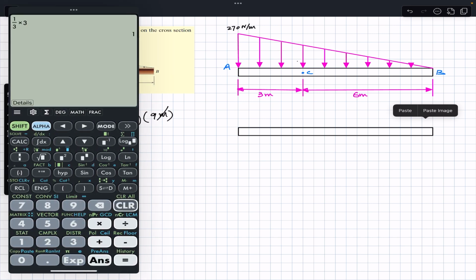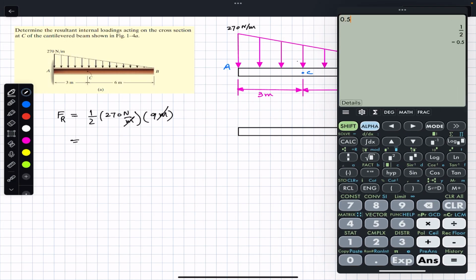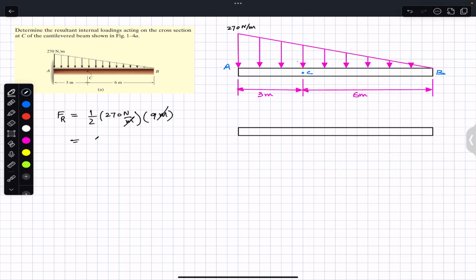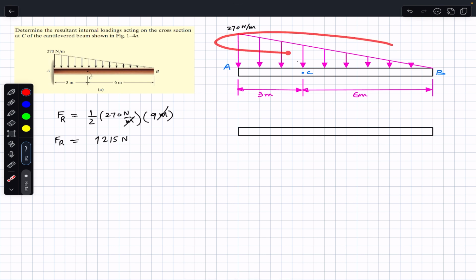So 1 divided by 2 is 0.5, multiplied by 270, multiplied by 9. This gives us 1215, right? So 1215 Newton. So what you need to do is replace this distributed load with this concentrated load. Now the second question is, where must this resultant force be acting?